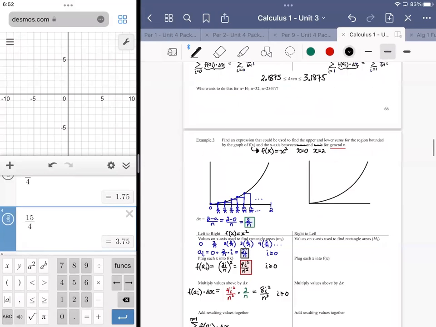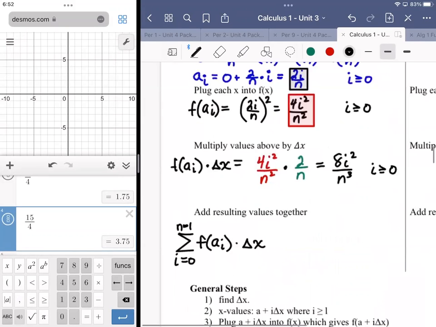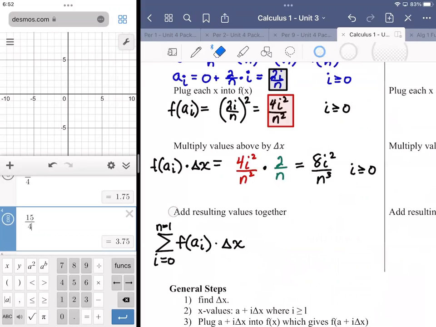If I want to do the same thing, keeping it general, I'd have to go all the way up to the n minus first value, because if I went to the nth value, that would be too much. That would be 1 too many. All right. So that would be one option.